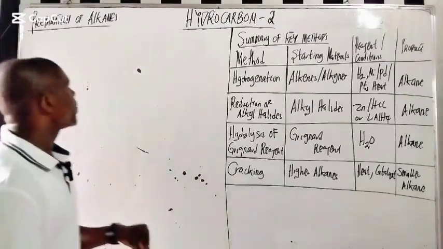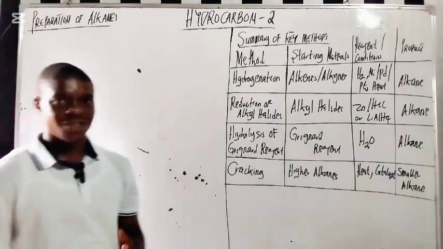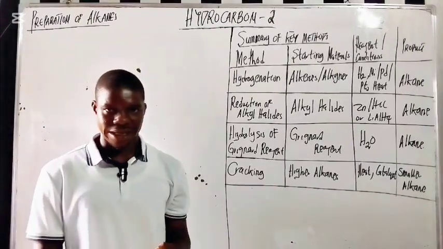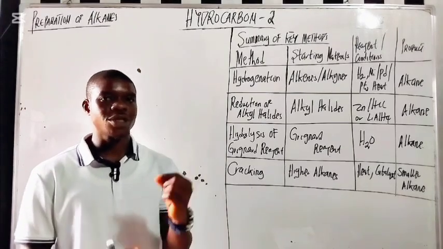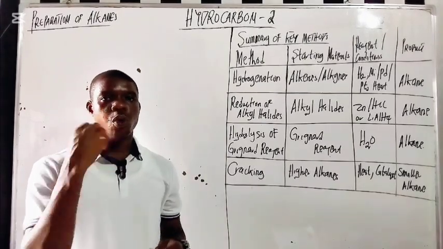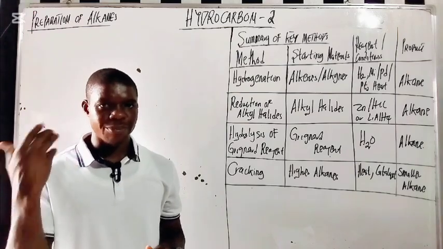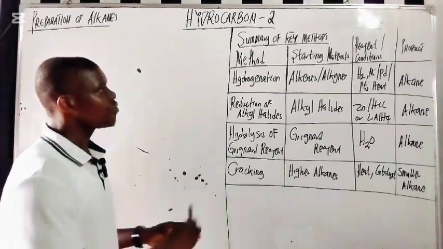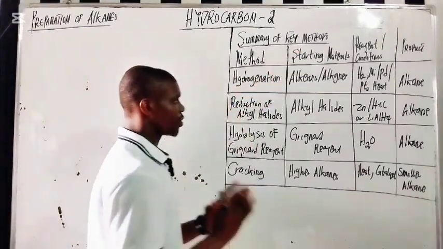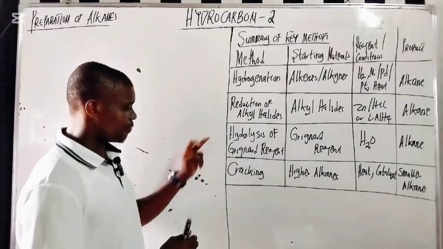Let's look at the preparation of the alkanes. So how do you prepare the alkanes? When you talk about preparation of the alkanes, it means what reactions can produce alkanes as a product. Here I have a summary of the key methods. I have 1, 2, 3, 4.